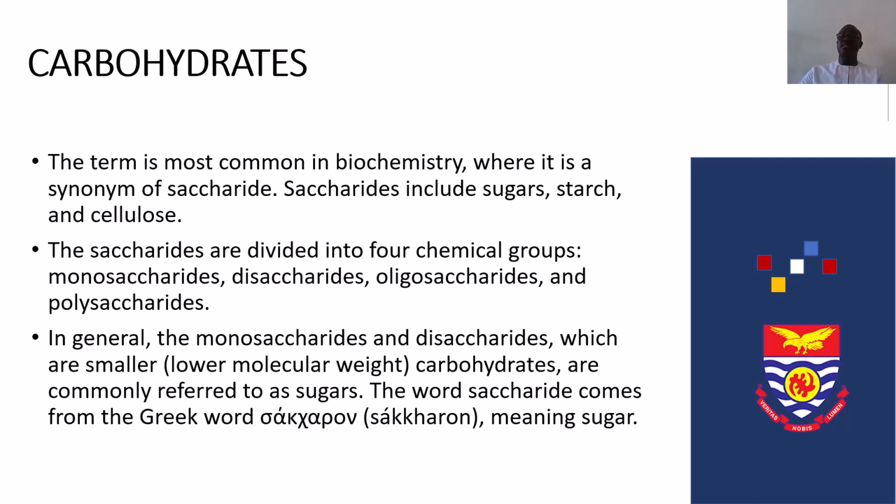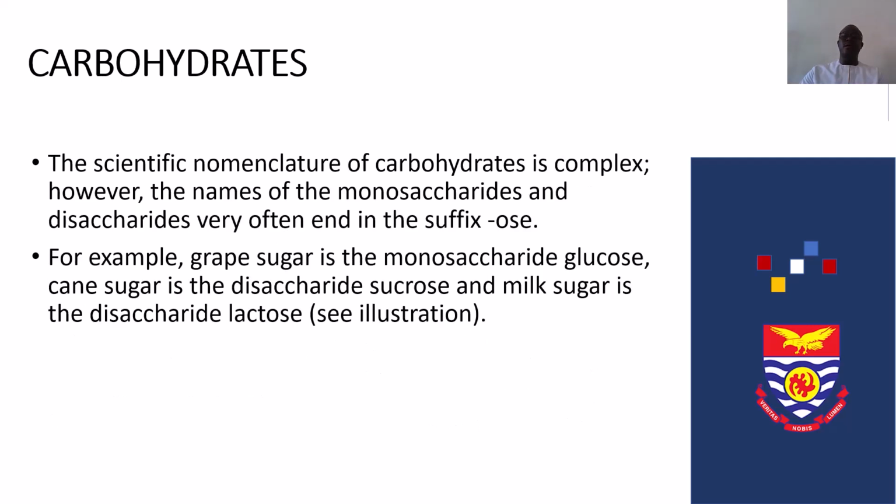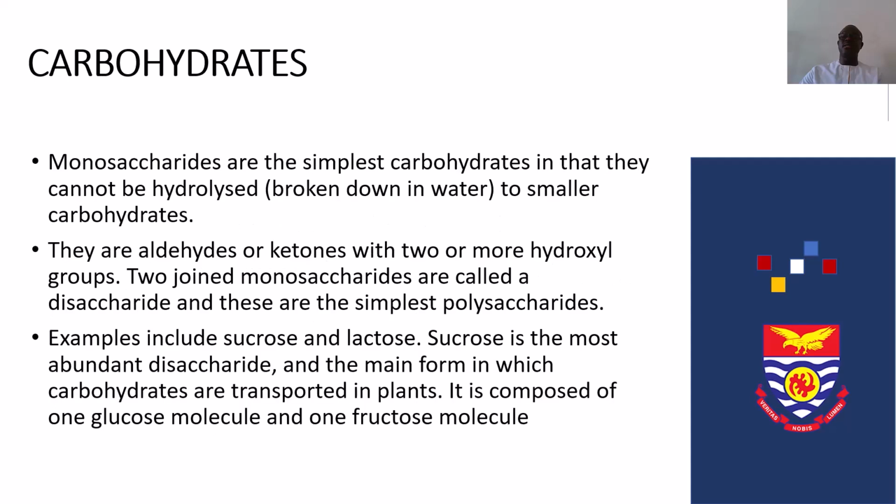Saccharides include sugar, starch, and cellulose. The saccharides are divided into 4 chemical groups: monosaccharides, disaccharides, oligosaccharides, and polysaccharides. In general, the monosaccharides and disaccharides, which are smaller, lower molecular weight carbohydrates, are commonly referred to as sugars. The word saccharide comes from the Greek word saccharon, meaning sugar. The scientific nomenclature of carbohydrates is complex. However, the names of the monosaccharide and disaccharide very often end in the suffix "-ose". For example, grape sugar is the monosaccharide glucose, cane sugar is the disaccharide sucrose, and milk sugar is the disaccharide lactose, as seen in the illustration.